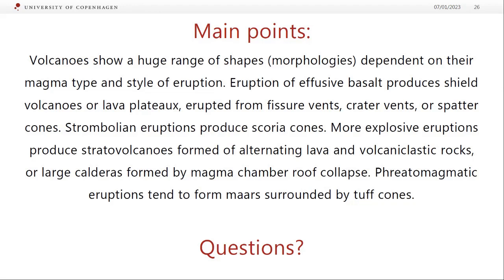If the eruption is big enough and the magma chamber is evacuated, then you'll get a caldera formation by the magma chamber roof collapsing.